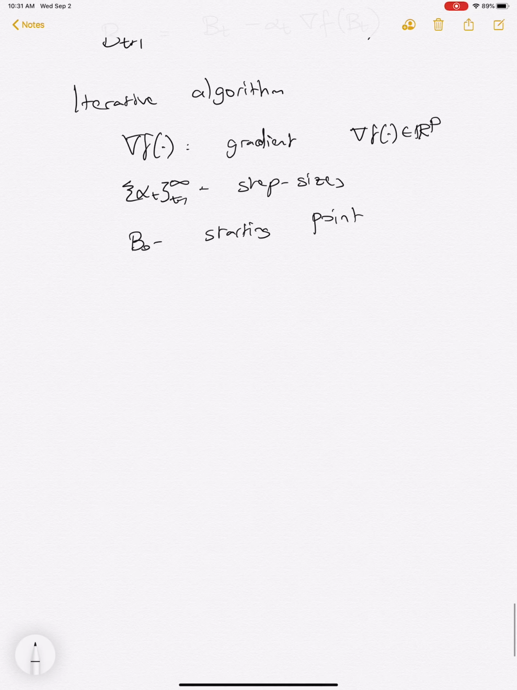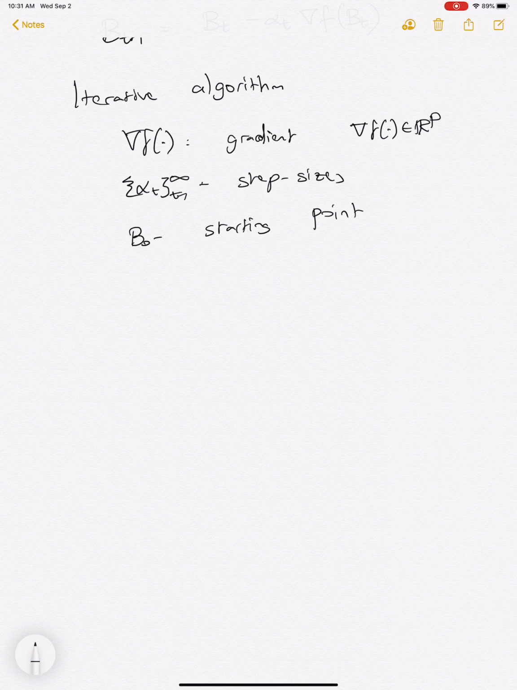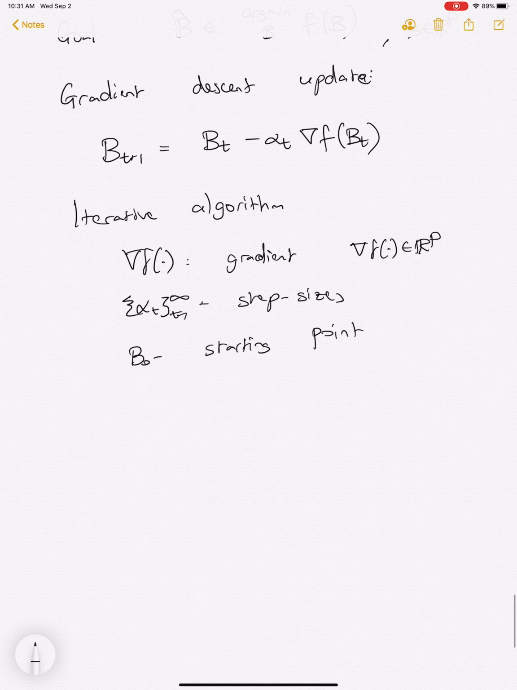I'm going to give a little more intuition behind it in general in the next lecture, but let's see what this looks like for the case we've been talking about, the linear system, or least squares. So let's see what this looks like for least squares.